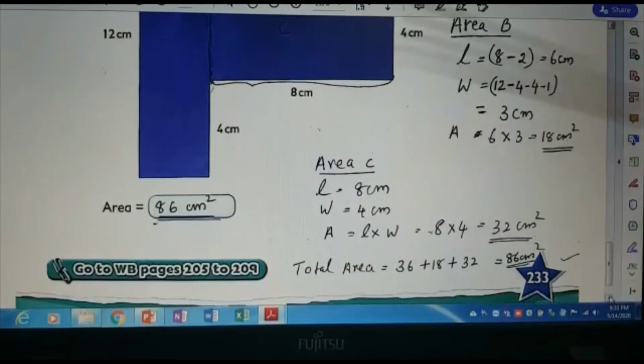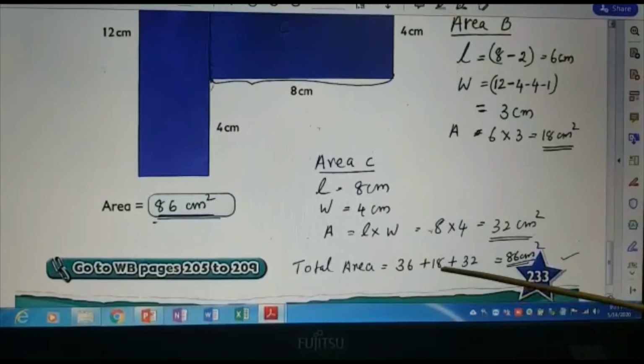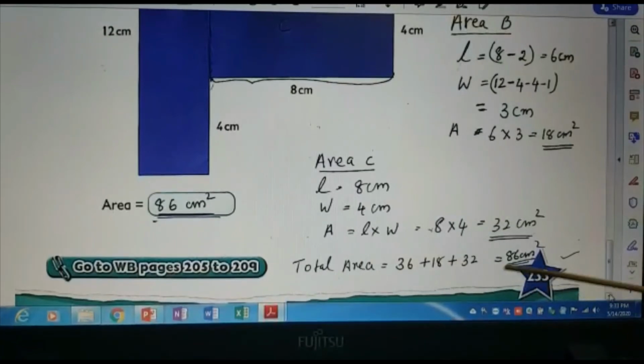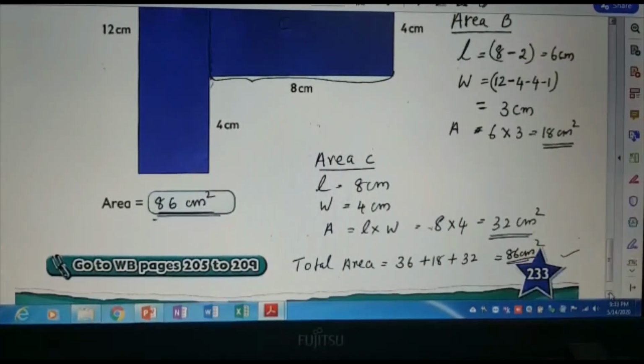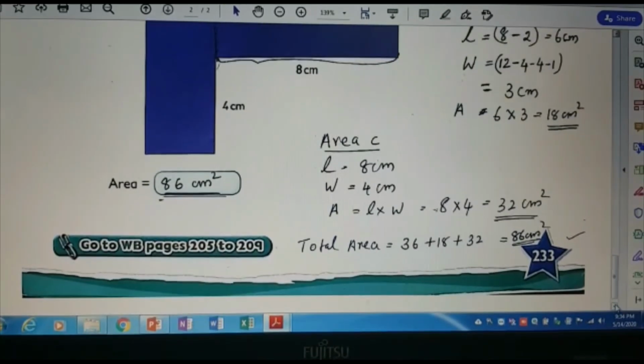Total area means area of A plus area of B plus area of C. That is 36 centimeter square plus 18 centimeter square plus 32 centimeter square. It is equal to 86 centimeter square. Is it clear? Yeah, this is how we will find the area of the compound shapes. By this, we are finishing this year's topic.